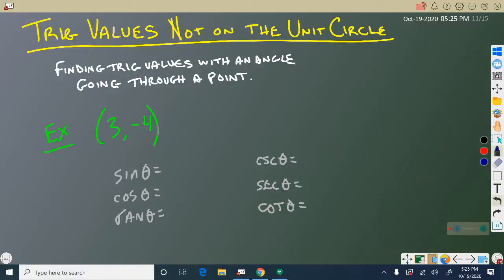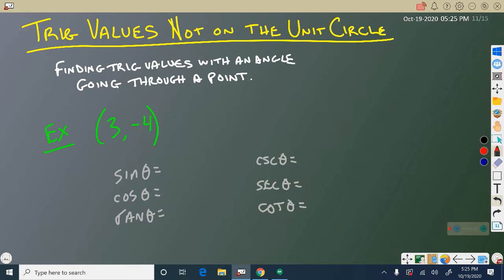Alright, in our last video we talked about how to use reference angles to find trig values, and those were values kind of like this one that are not on the unit circle. But instead of angles like we had last time, now they're going to give us ordered pairs and find the trig values with them, and these ordered pairs do not show up on your unit circle.